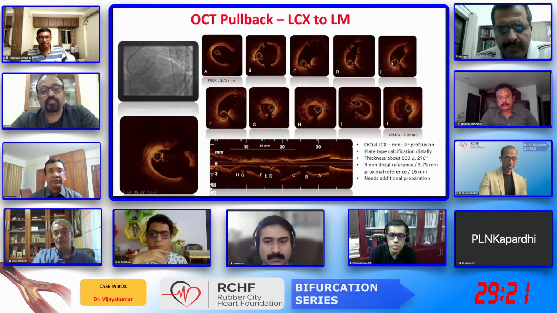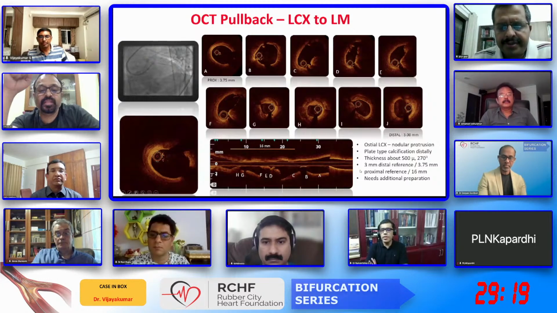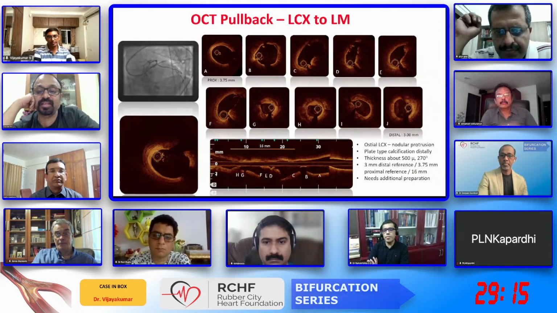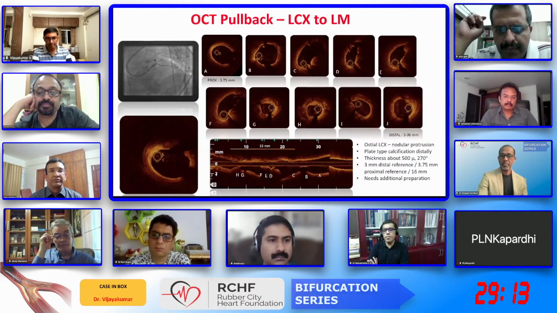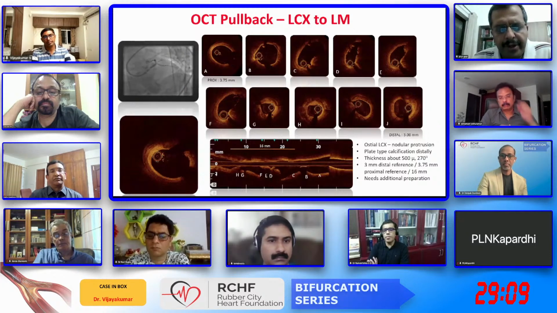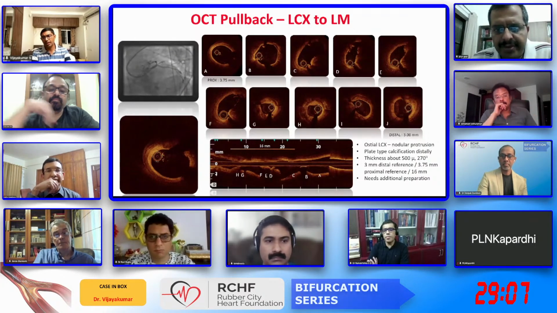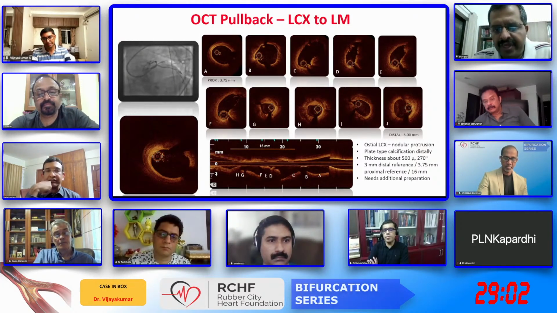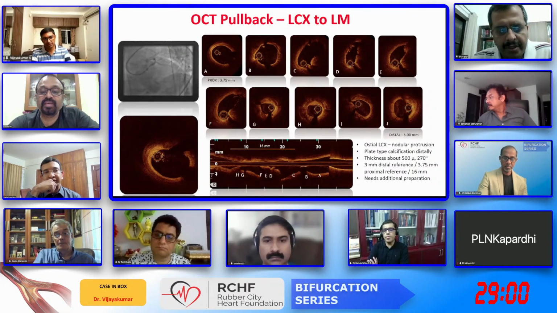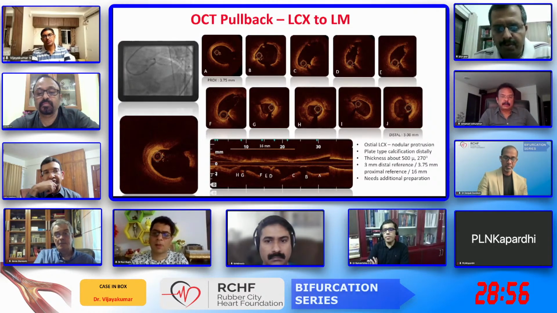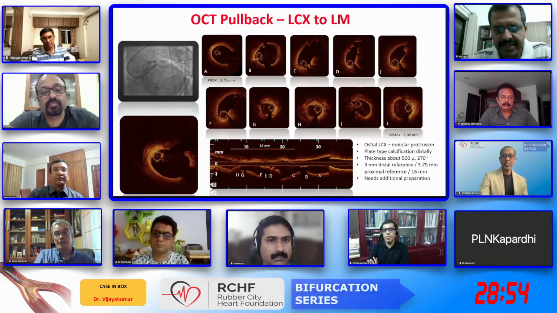Any comments here? Yeah. There appears to be some more work to be done for optimization of the result in the circumflex ostium. Yeah, there's more calcium even in the proximal circ beyond the area where we dilated as well. Yeah, absolutely, and there is still a significant amount of deeper calcium. So better preparation with an IVL or shockwave lithotripsy would give you more luminal gain before placing a stent.